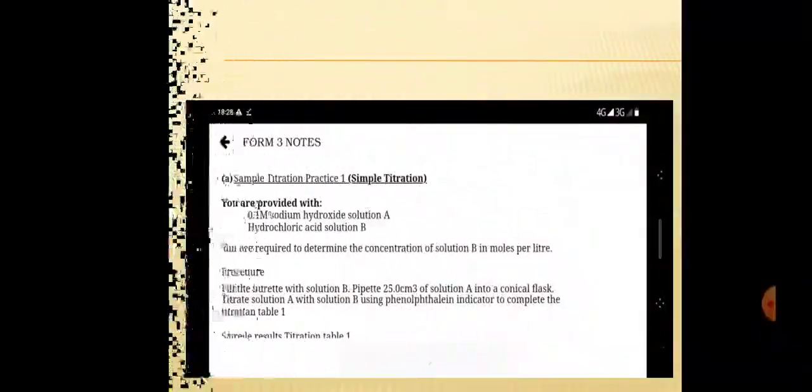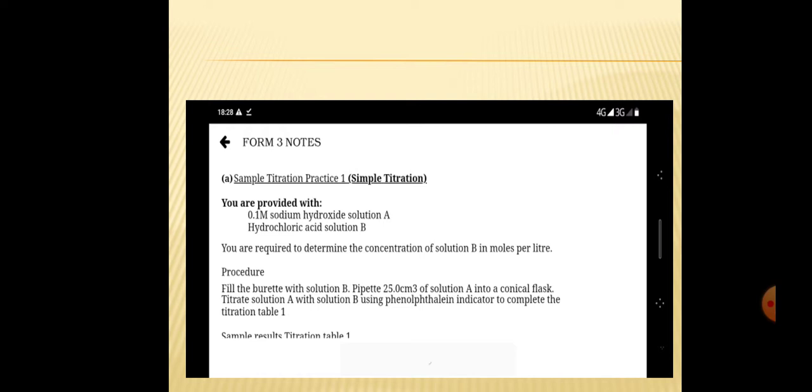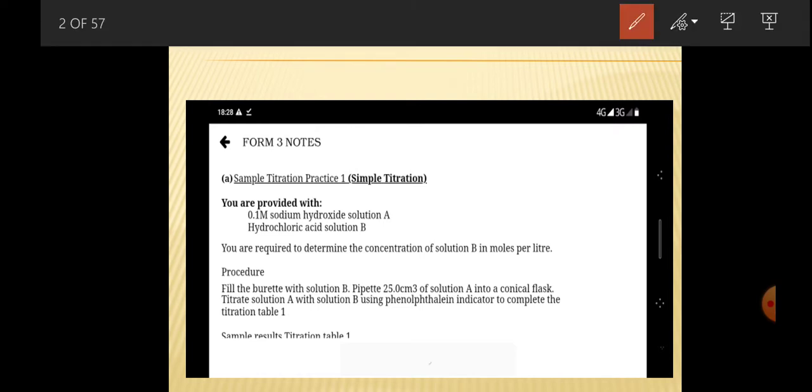We shall use a sample question. In this sample question, you have been provided with 0.1 molar sodium hydroxide solution A and HCl, hydrochloric acid. Obviously, the concentration of hydrochloric acid has not been given. It therefore means that the question will require you to find the concentration of solution B. This concentration can either be in grams per liter or moles per liter.